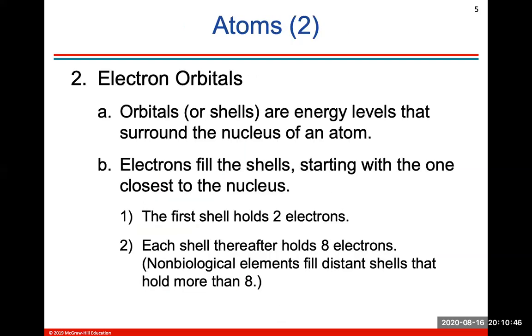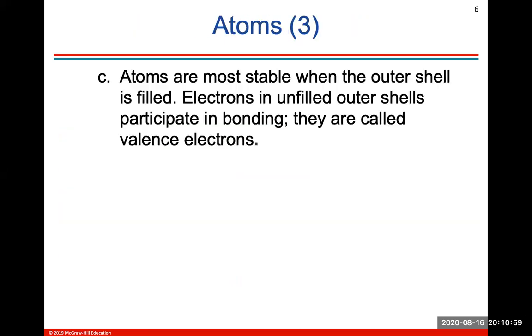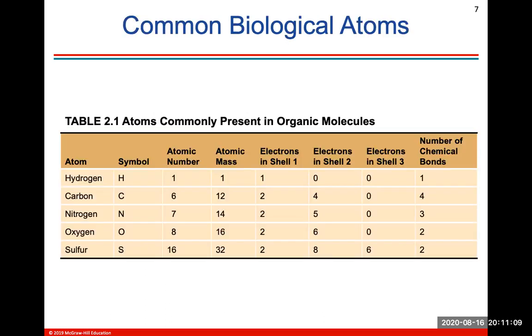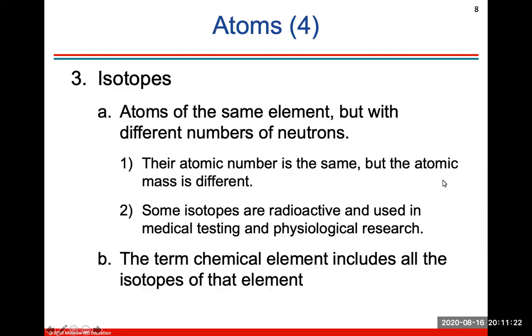Electron orbitals are shells of energy that surround the nucleus, and electrons fill these shells. The first shell holds 2 electrons, and each shell thereafter holds 8 electrons. Atoms are most stable when their outer shell is filled. So electrons in unfilled outer shells will participate in bonding, and these are called valence electrons. So these are atoms commonly present in organic molecules in the body: their symbol, the atomic number, the atomic mass, the electrons, and then the number of chemical bonds.